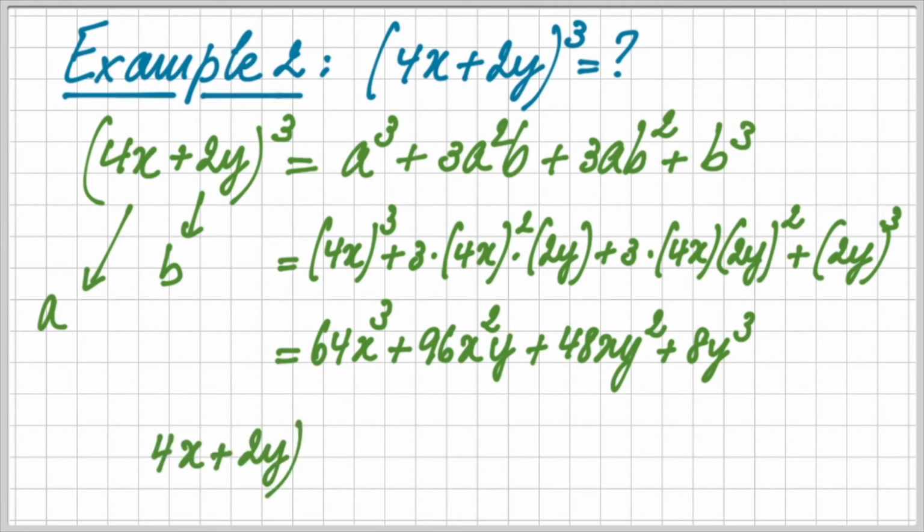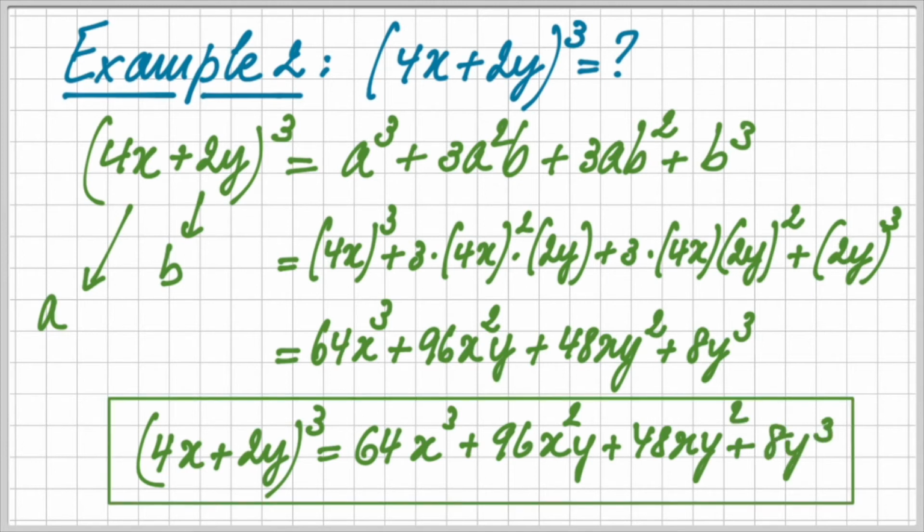The result of this calculation using the special product formulas is that (4x+2y)³ is equal to 64x³ + 96x²y + 48xy² + 8y³.